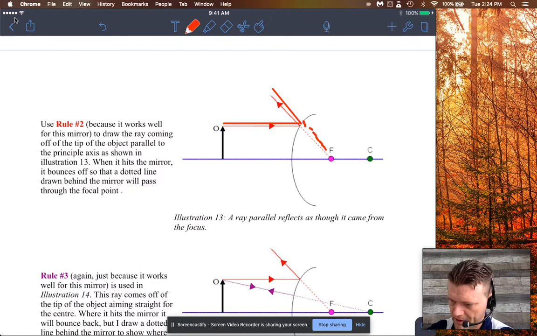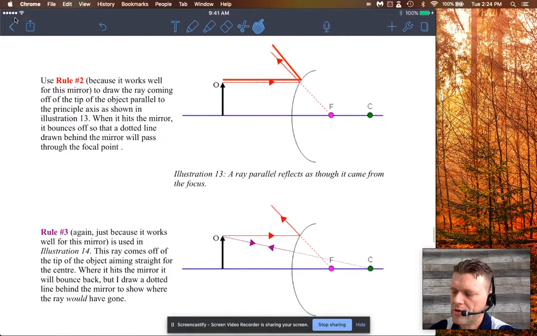Okay, now his drawing looks better, so I'll just clean that up. Now the second rule, or actually in his case, he called it rule number 3. It's a little arbitrary which ones you use. He drew a ray that would have gone through the center of curvature in this case.